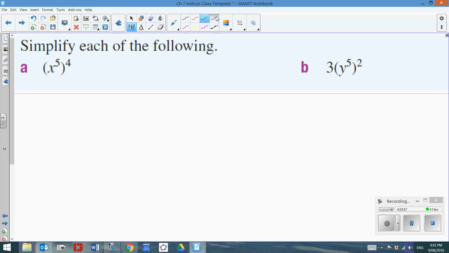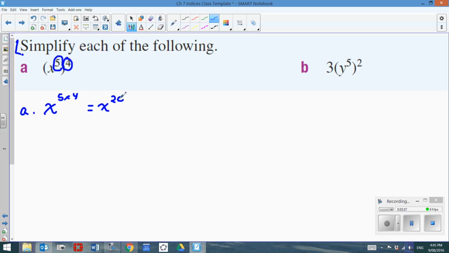So my first example, example 1, is going to include 2 powers, power to a power. So if I'm asked to simplify this, I have the same base x, and it's raised to the 5th, and then it's raised to the 4th. My rule today says I can just multiply my powers, and I can write this as x to the 20th.